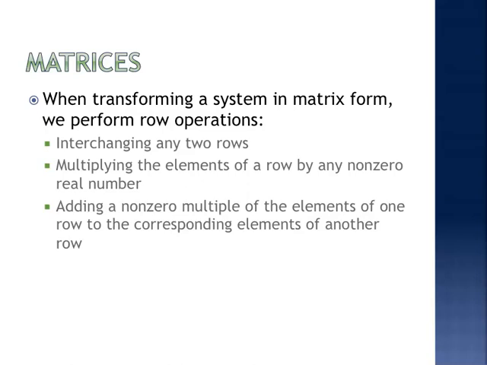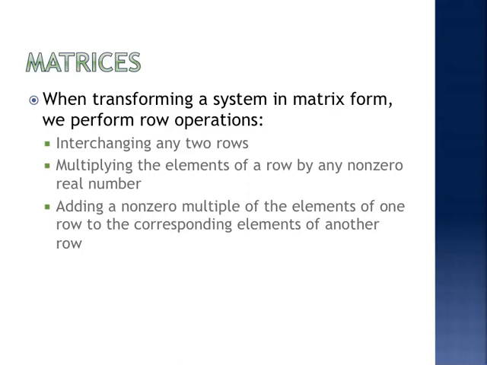In the second one, multiplying the elements of a row by a non-zero real number, that simply means when you multiply an equation, the entire equation, by a number that's not zero, you can do the same thing when it's in matrix form. The last one, adding a non-zero multiple of the elements of one row to the corresponding elements of another row. Now this is actually what you normally do when you are solving by using elimination. You're multiplying one of the equations by some number, so a multiple of the elements of one row, and you add it to the corresponding elements of another row.